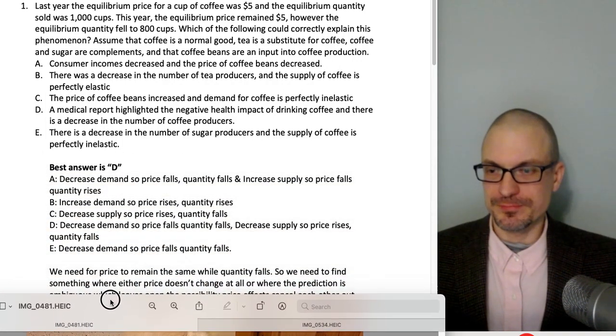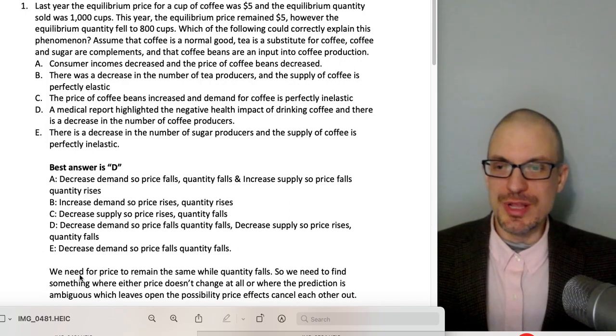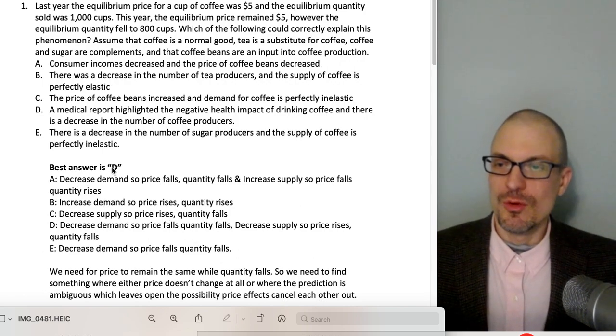Let's take a look. Like I said, we need price to remain the same while quantity falls. So we need to find something where either price doesn't change at all or where the prediction is ambiguous, which leaves open the possibility of a price effect canceling it out. So why is the best answer D?